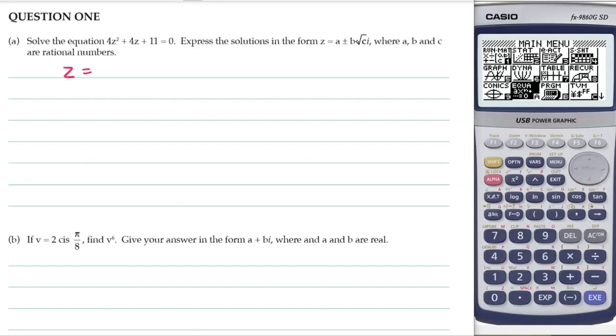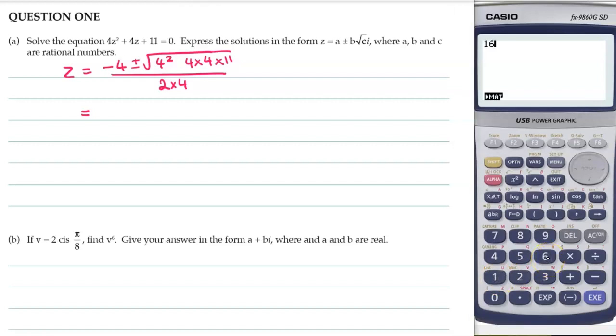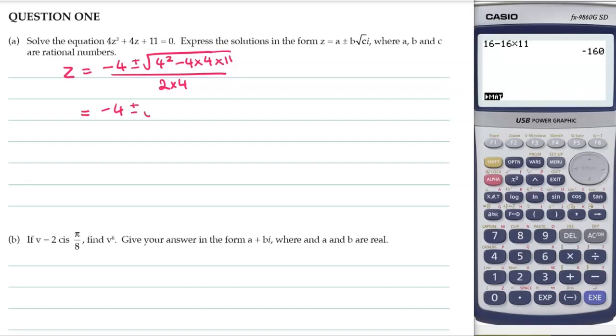Okay, now if we're solving using the quadratic formula, we've got z is equal to minus b, so that's minus 4, plus or minus the square root of b squared minus 4 times AC, well A is 4 and C is 11, all over 2 times A. So let's work out some of those things. We've got 16, oh, that should have been a minus just there, minus 16 times 11, that's going to be the square root of minus 160. So we've got minus 4 plus or minus the square root of negative 160 all over 8.